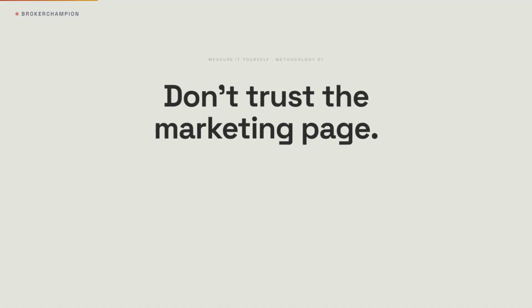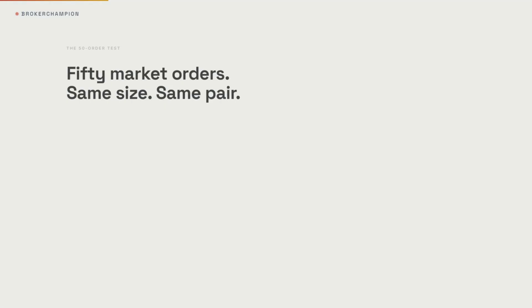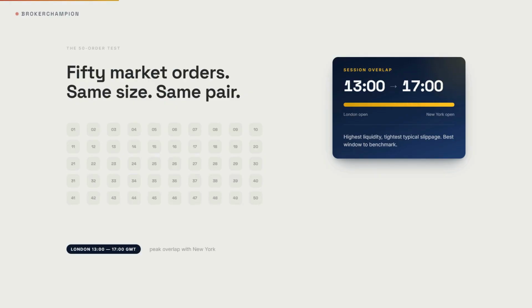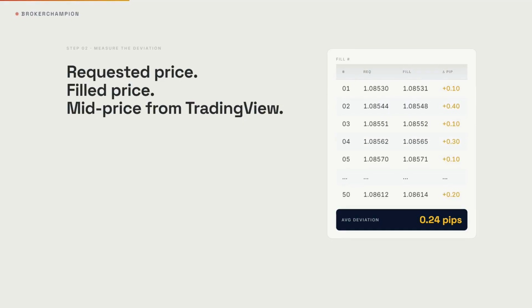Now here's how you actually measure it on your own broker. You don't trust their marketing page, you trust your own data. Place 50 market orders of the same size on the same pair during the London-New York overlap. Record the price you requested and the price you filled at. Then pull the mid price from TradingView at the moment of each request. The average deviation across those 50 fills, that's your broker's typical slippage. Takes an afternoon, costs you spread on 50 microlots, and it tells you more than any review ever will.